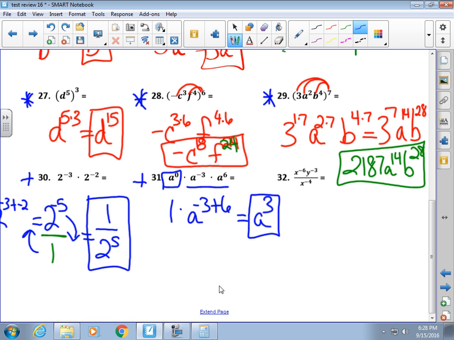So if you're not strong in your integers, I have 3 negatives, 6 positives, so that means they cancel out. The negatives and positives cancel out, and it'll leave me with 3 positives.